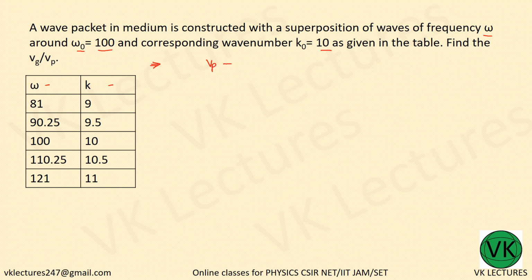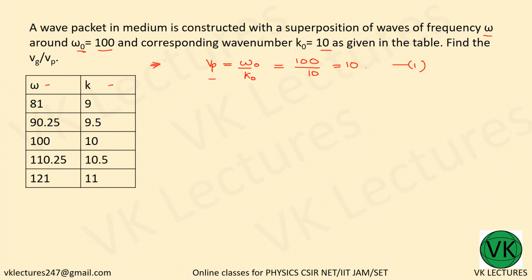What is Vp? Vp is equal to omega by k, and you can write omega naught by k naught. Here you need not worry about anything, because either of the values you can take. Here you can write omega naught as 100 and k naught as 10. So your Vp is 10. Now this is the first part of the question, that is finding the Vp.